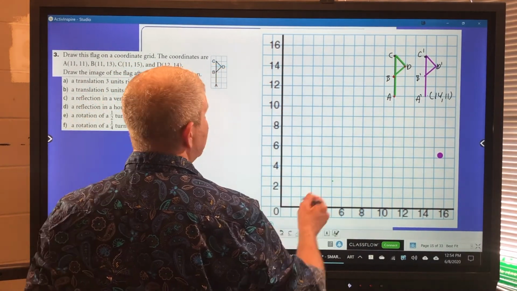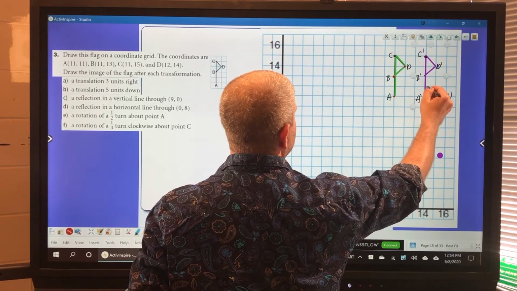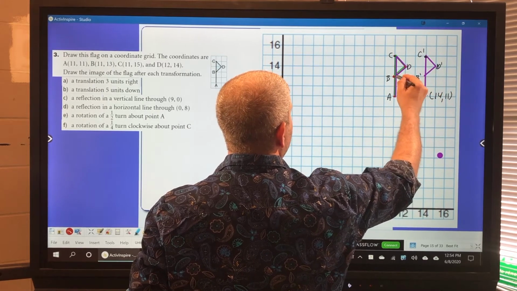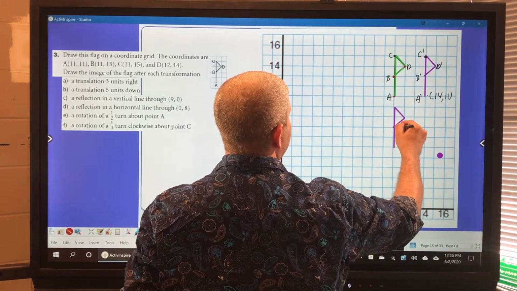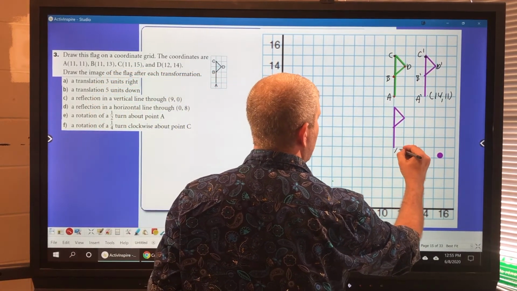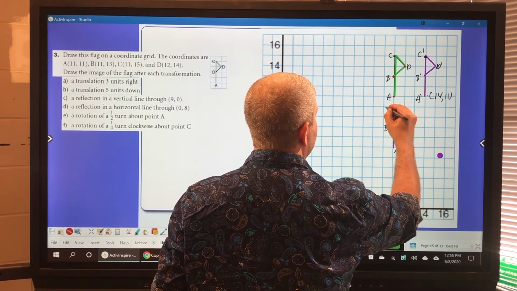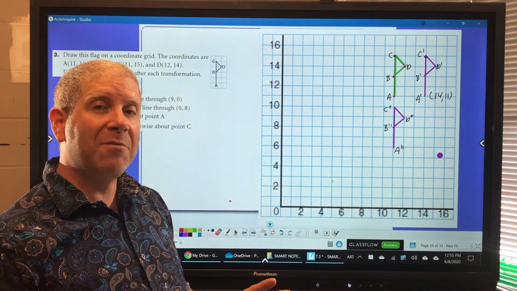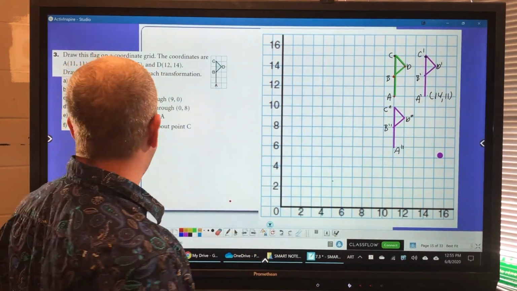B says a translation of 5 units down. Well, I'm going to make a duplicate of this one if I can do that. Let's duplicate that. And I'm starting over here, and I'm going to go 5 units down. So 1, 2, 3, 4, 5. So there's going to be the image there. And if I did need to do the coordinates, I could go double prime, right? You could go A double prime, B double prime, C double prime, D double prime. Again, this question is not asking for that notation for each of those points, but it might, and that's how you would do it. Let's look at C.